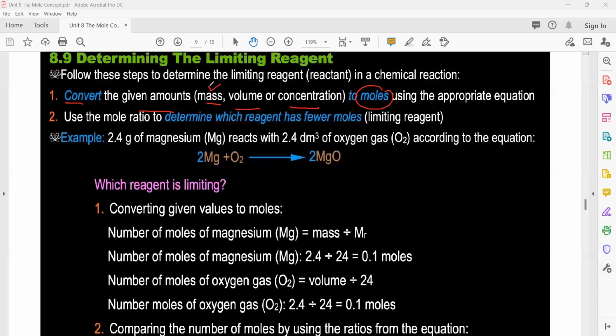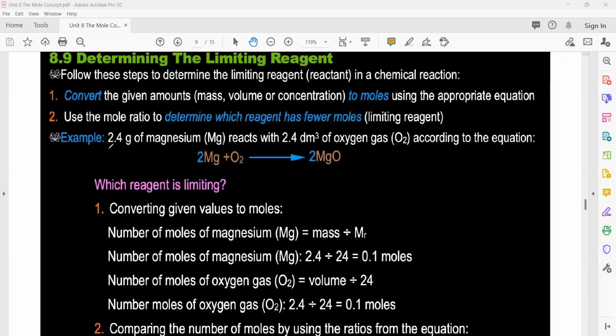If they have given you the mass, what is the formula to convert to moles? Moles equal mass over Ar or Mr. If it is volume, it is volume over 24. In the same way, first convert whatever is given into moles. Number two, use the mole ratio to determine which reagent has fewer moles. See here in this equation, for example, you have to find which is less.